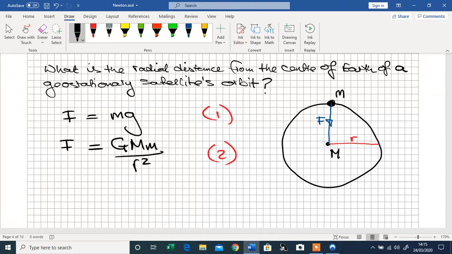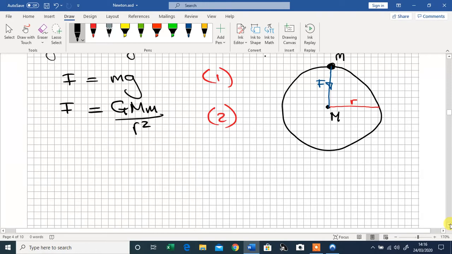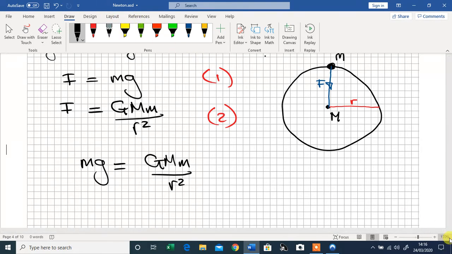And in order to derive a relationship between equations 1 and 2, we recognise that they must be equal for a stationary mass on the surface of Earth. When I say a stationary mass, the mass on the surface of Earth is stationary relative to the Earth, but of course the mass is actually travelling in space because Earth is turning. So what I'll do is write down then that mg equals GMm over r squared.